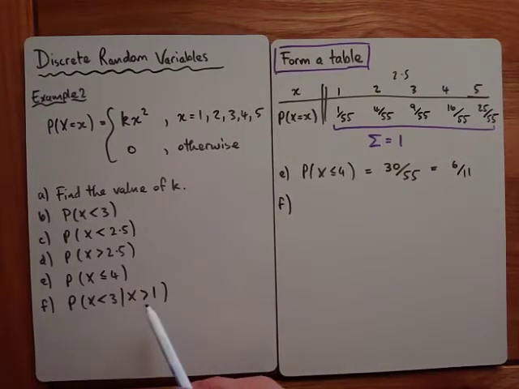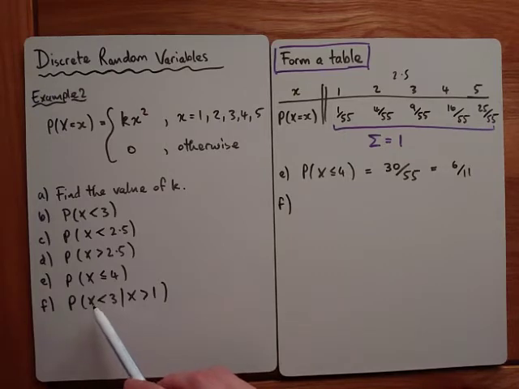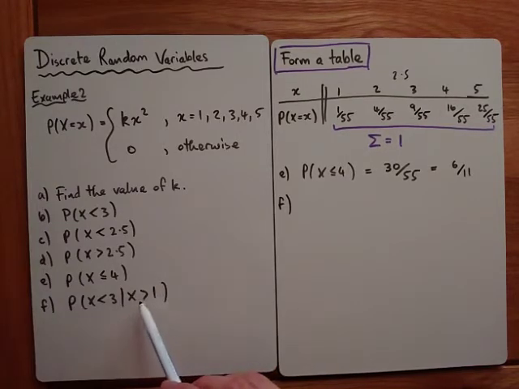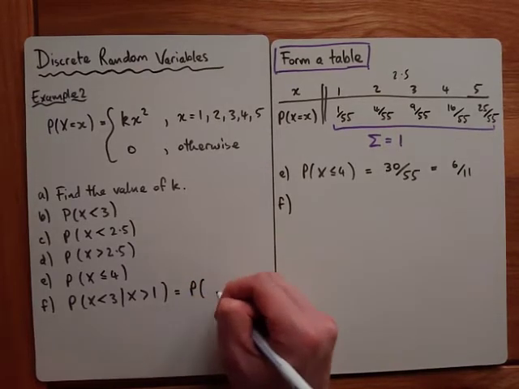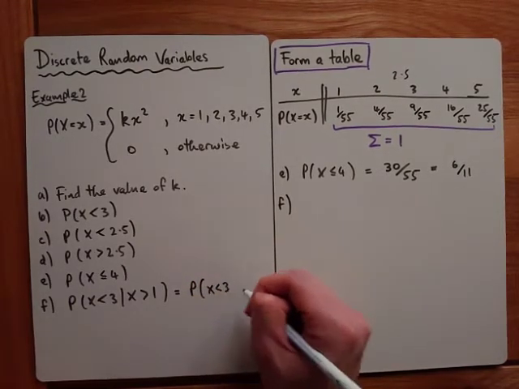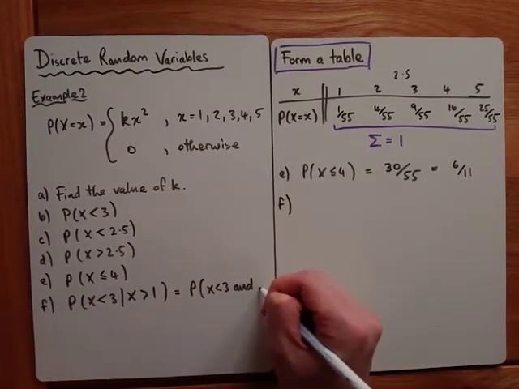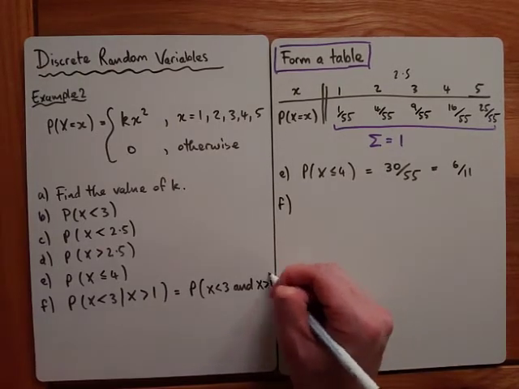Okay, so first thing we've got to think about is this notation. What this is saying is the probability that this happens given, and I would read that as given that. So the probability that x is less than 3, given that we already know that x is more than 1. Okay, so if you think about the formula for this, it's the probability that x is less than 3 and x is more than 1.